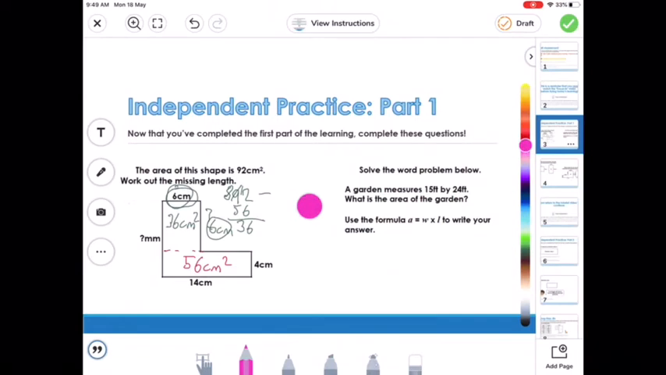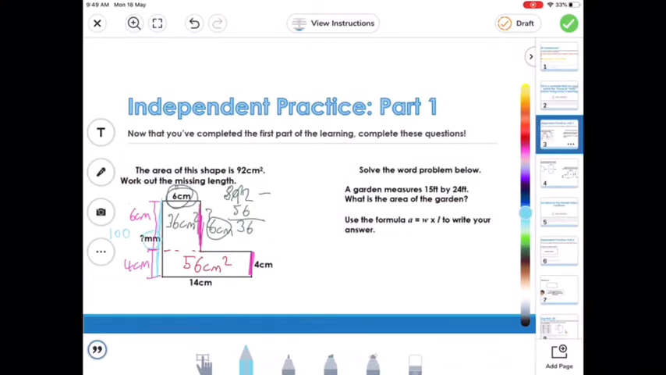I'm going to change this bit to pink. I know that this is 6 centimeters because this side here is 6 centimeters. And this side here is 4, so this is going to be 4 centimeters. So I know the whole length of this side is 10 centimeters, but it asks for millimeters. So that's 100 millimeters. So 100 millimeters is 10 centimeters.